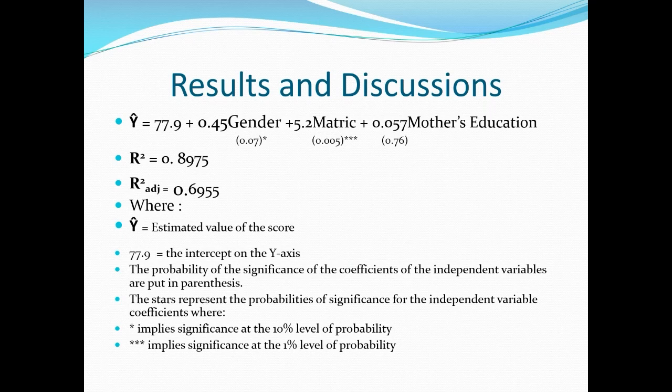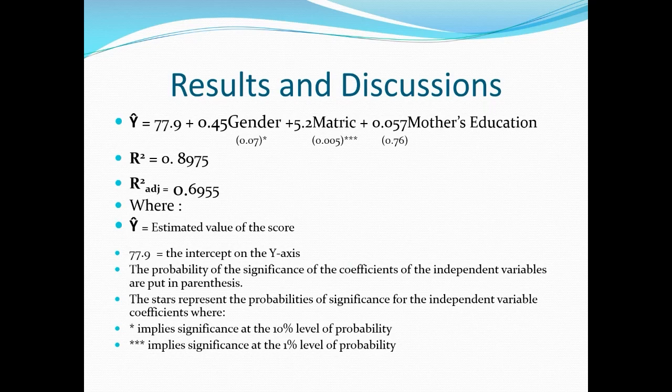Now, if they are in parentheses, the first one, the gender is significant at 10%, matric is significant at 1% because it's 0.0005. Okay, so the R squared now looks at is 0.8975. R2 adjusted comes down to 0.6955.